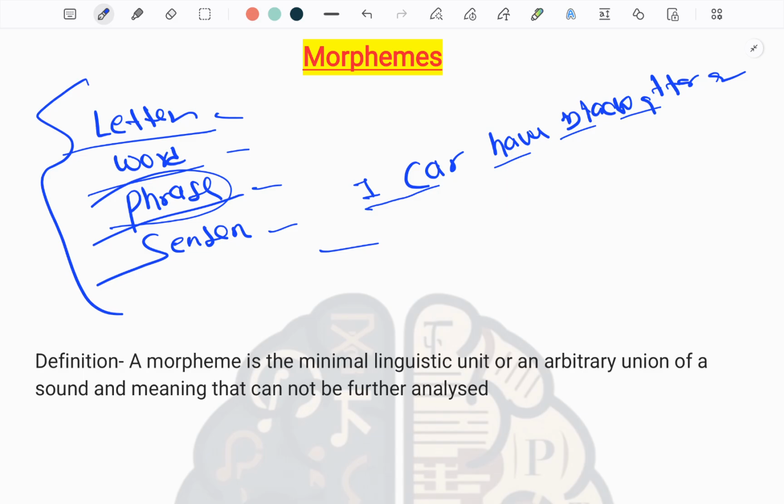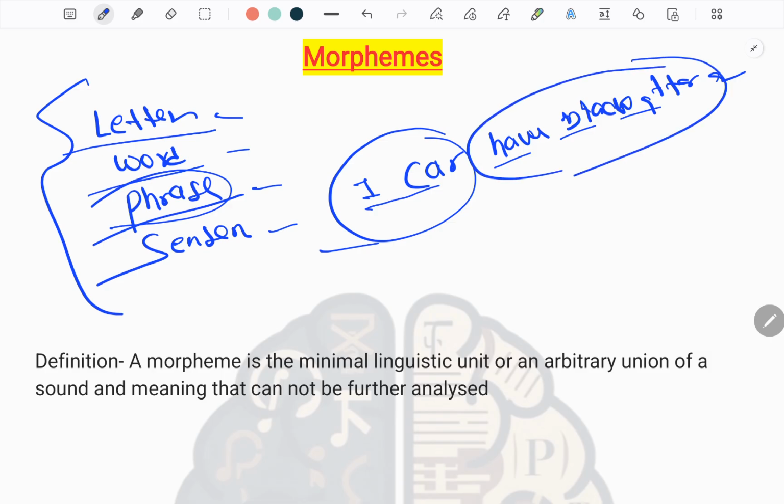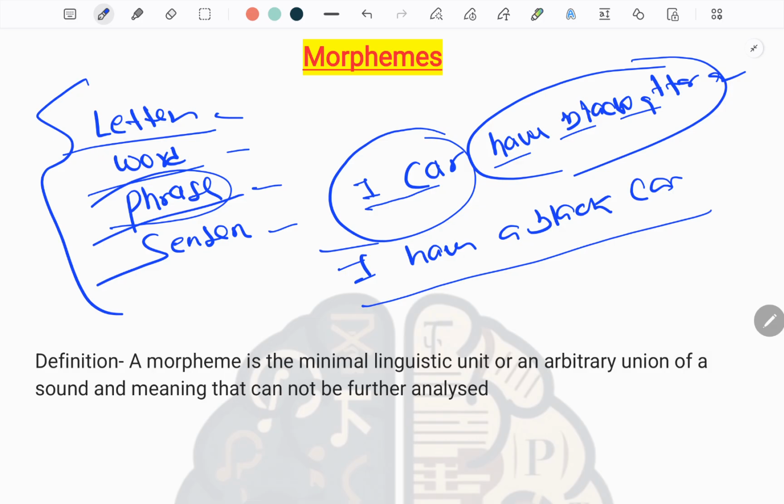Here we can find that these words don't have any kind of meaningful unit. These words do not show any kind of meaning. But when we reorder this, like I have a black car, then these are in the right arrangement, giving meaningful units of words, and this is known to be the sentence.